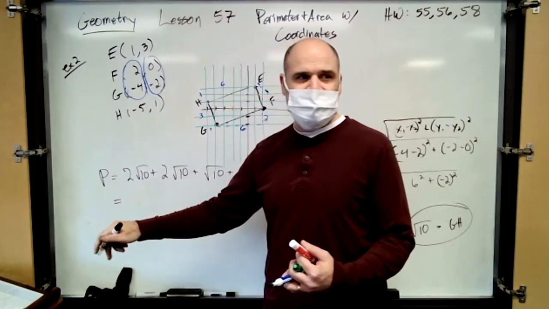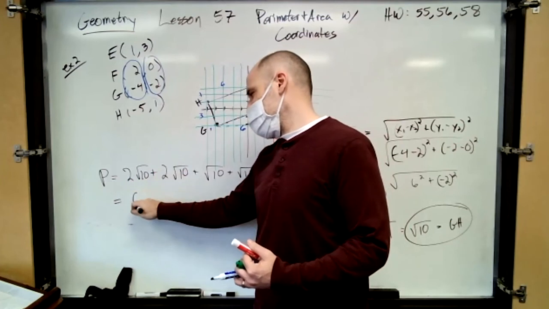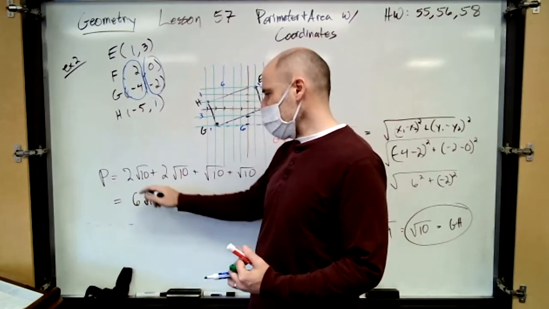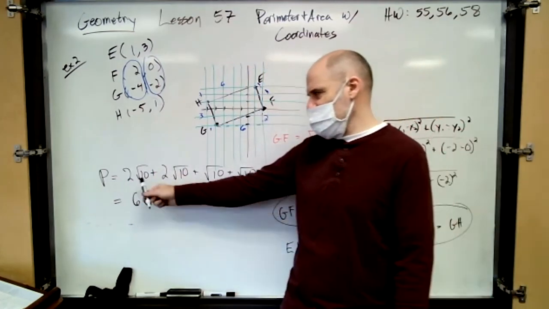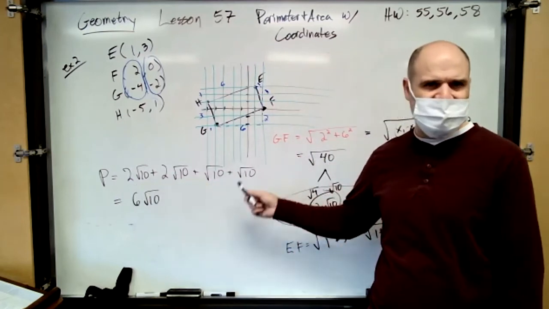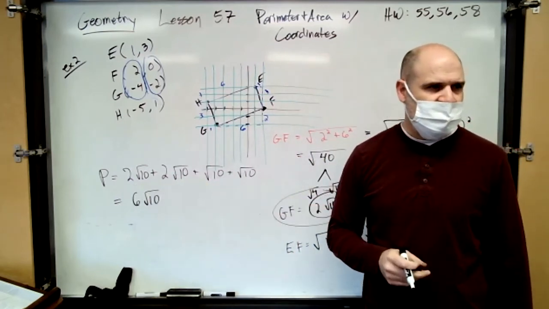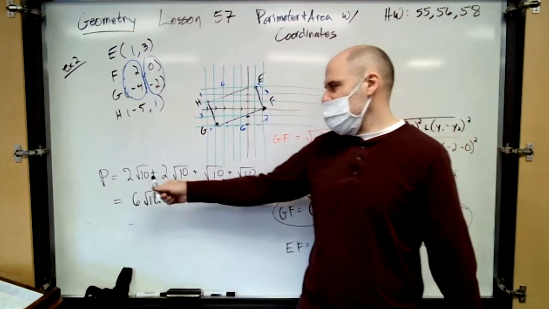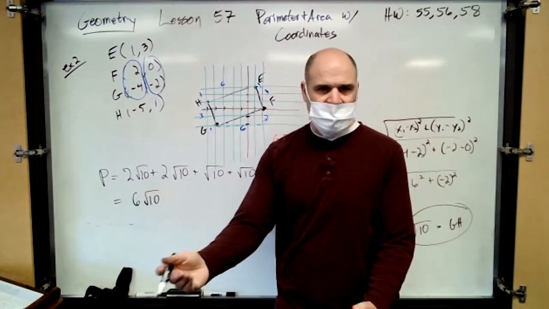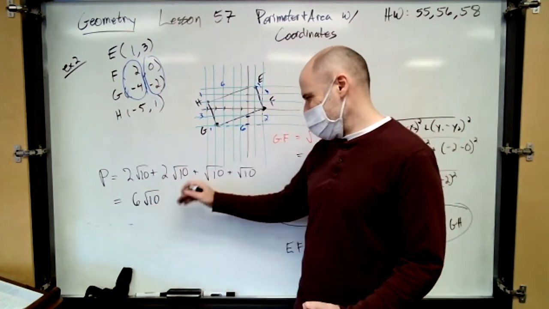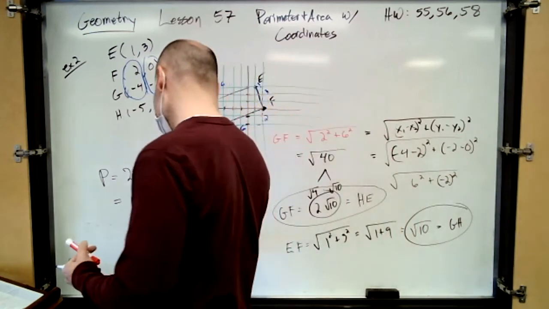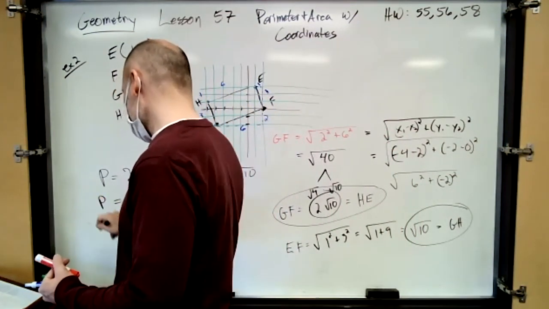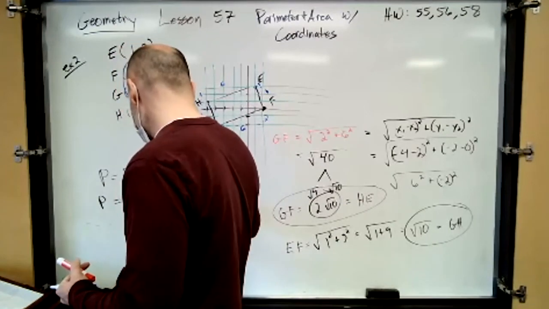It's 6 radical 10s. This is kind of like variables, like 2x plus 2x plus x plus x, right? Because 2 times radical 10 is just radical 10 plus radical 10. So there's 6 of those. So that's what your perimeter equals, and we're just going to say units.